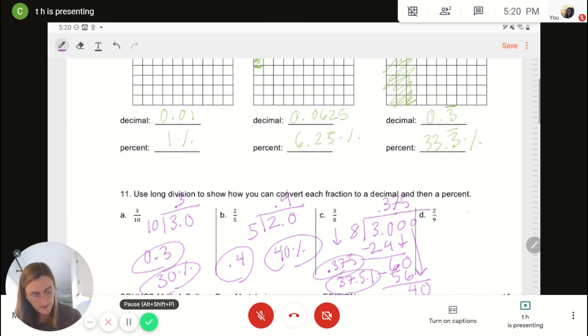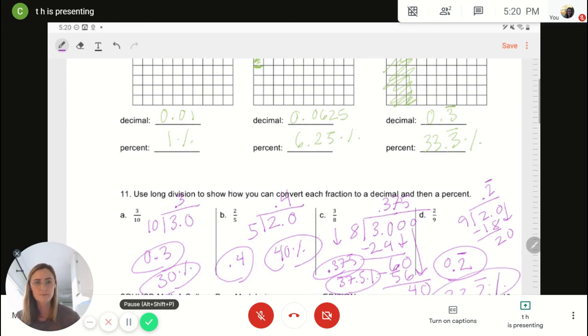And lastly, 2 divided by 9. So 2 divided by 9. 9 goes into 20 2 times. I can't forget my decimal. And that will be 18. And I can already see that this is going to repeat. So this will be a repeating decimal, 0.2 repeating. And as a percent, this is 22.2 repeating percent.